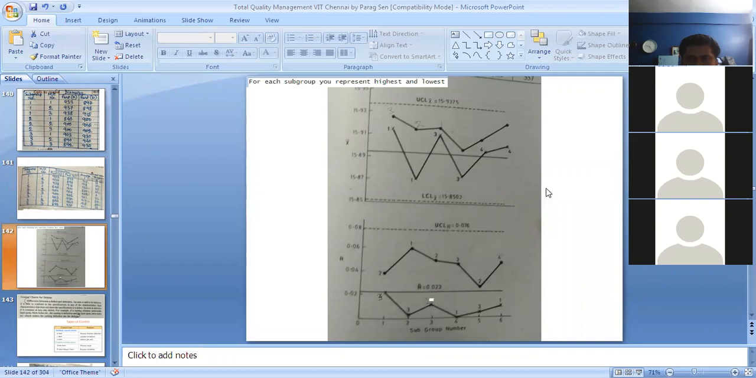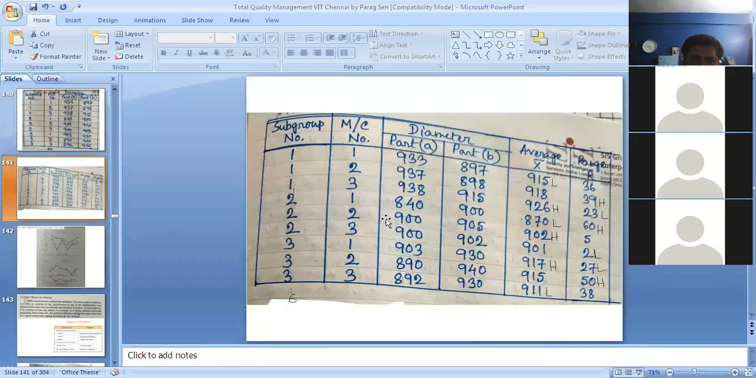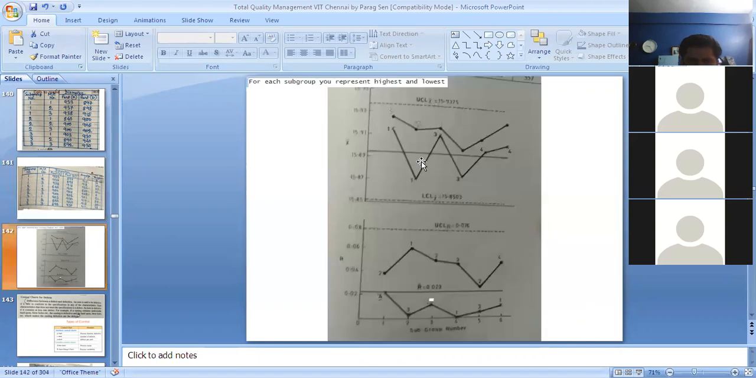I have given only the example of the first day, but actually in the problem given in the book Statistical Quality Control by Mahajan, they have given the data for 2 days or 3 days. You will find more data there, so that's why there are more points you are finding.